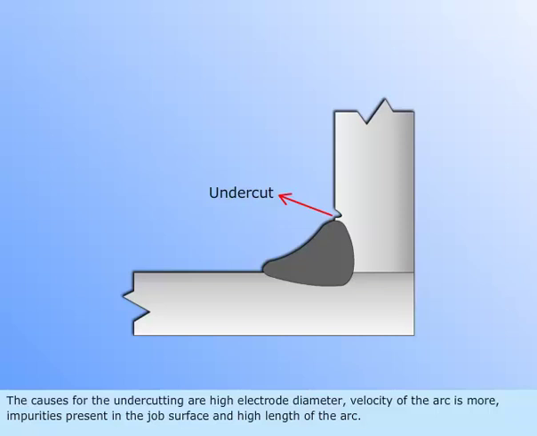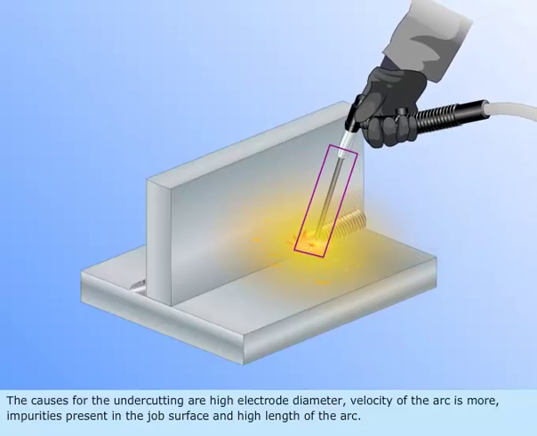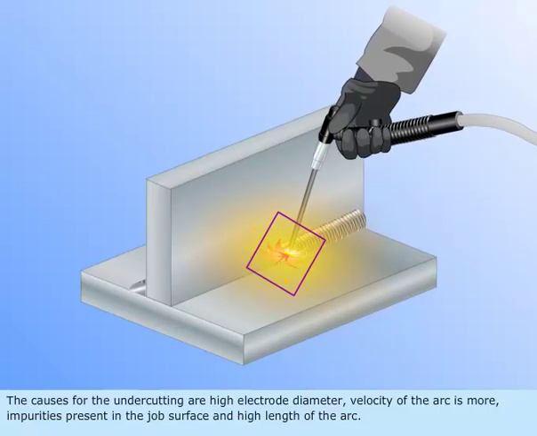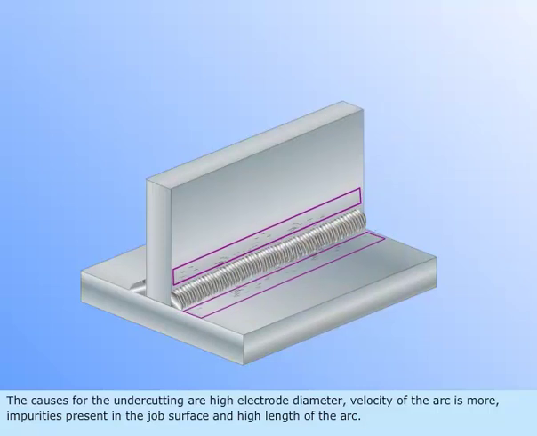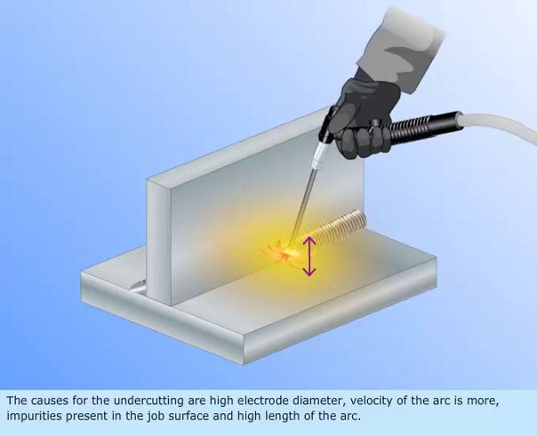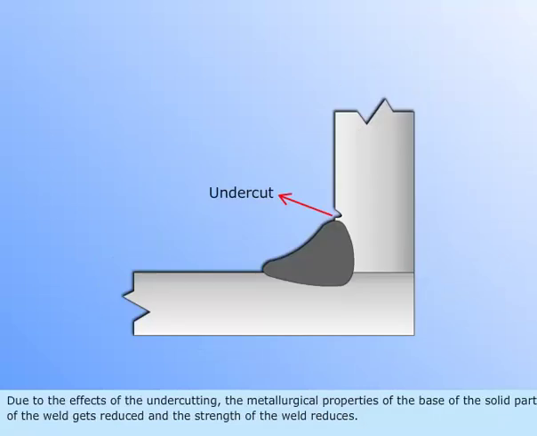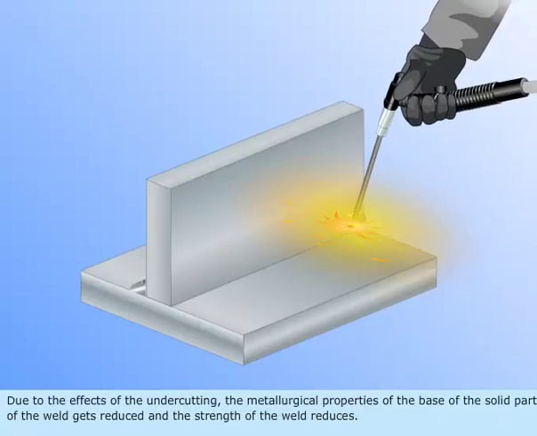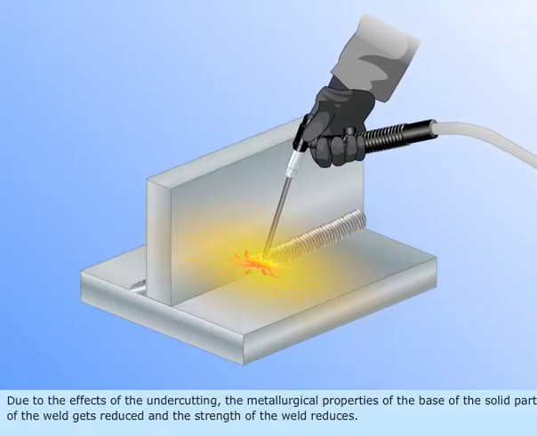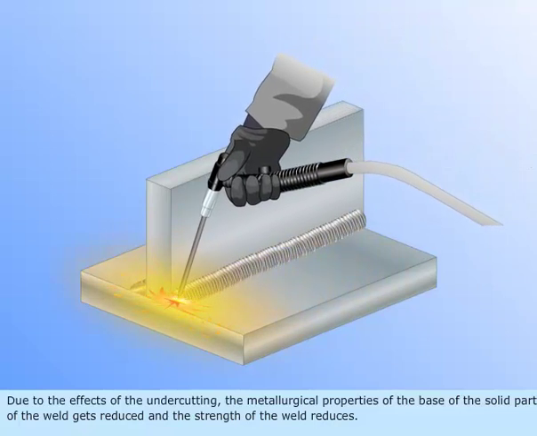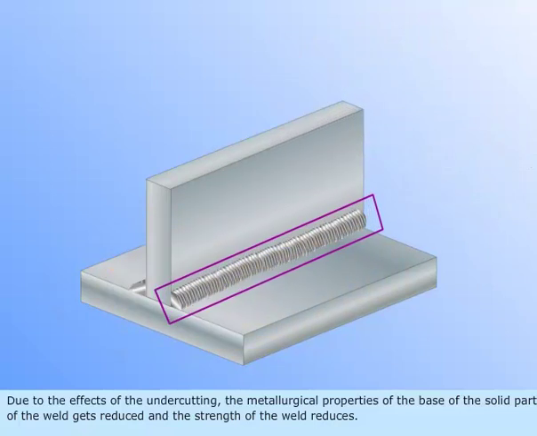The causes for the undercutting are high electrode diameter, velocity of the arc is more, impurities present in the job surface and high length of the arc. Due to the effects of the undercutting, the metallurgical properties of the base of the solid part of the weld get reduced and the strength of the weld reduces.